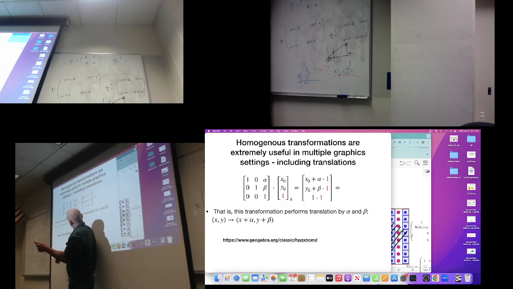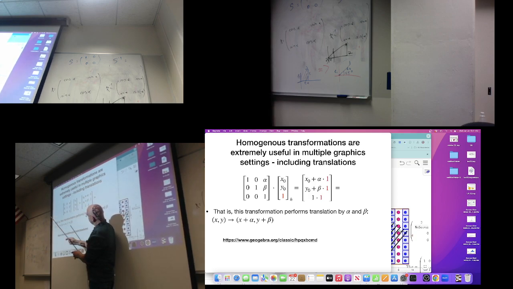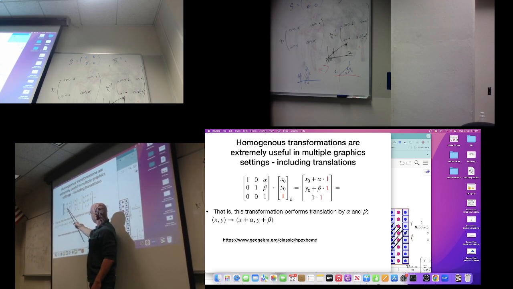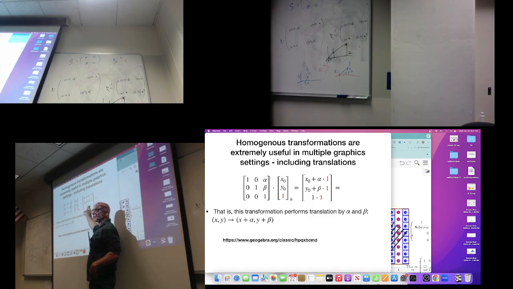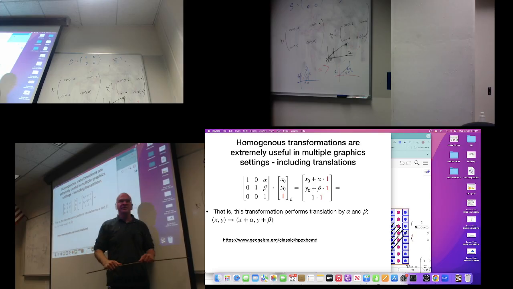What is the y coordinate? 0, 1, beta times x, y, 1 is what? It's 0 times x plus 1 times y, so it's y plus 1 times beta, y plus beta. What happened in the last coordinate? It's 1 times 1, gives me the 1 back. What's the impact on the x, y? What did I get in return? I translated it into this point.